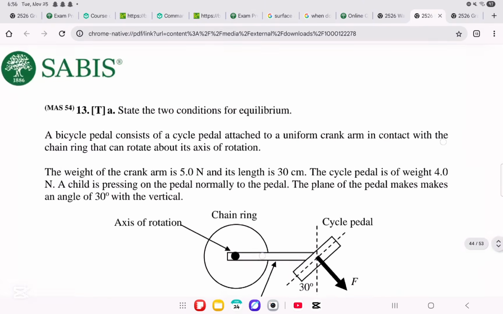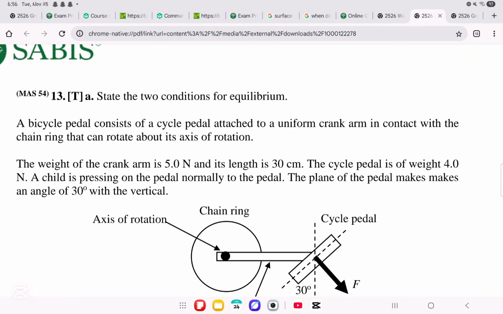Yalla, let's see. State two conditions for equilibrium. You can say sigma torque about any point is equal to 0. Very important to say about any point. And then sigma F is equal to 0. These are the equations. If you wanted to state them, you would say that the rotational equilibrium is attained when a net torque about any point on an object is 0. And for the translational equilibrium, it is attained when a net force on an object is 0. This is how you state them.